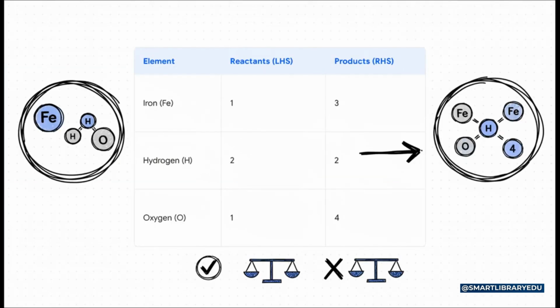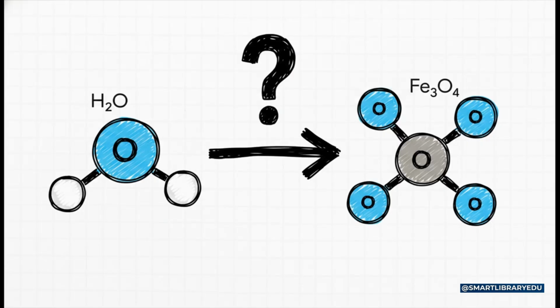Let's get to it. Okay, step 1, let's take inventory. On the left, the reactant side, we've got 1 iron, 2 hydrogens, and 1 oxygen. On the right, the product side, we have 3 irons, 2 hydrogens, and 4 oxygens. You can see only hydrogen is balanced right now. Yeah, we've got some work to do. So where do we start? Well, a pretty good pro tip is to start with the element that's in the most complicated-looking molecule. In our case, that's the oxygen in Fe3O4.